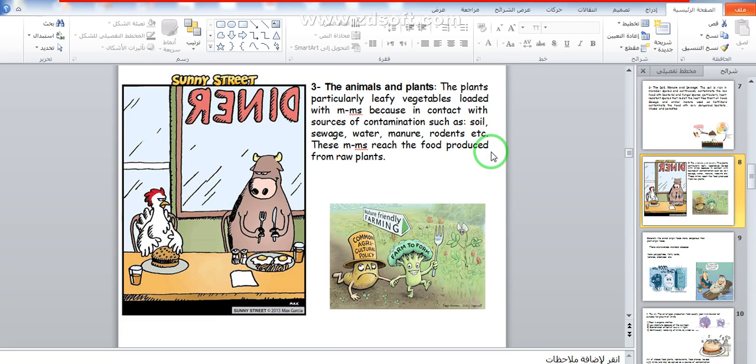The third natural source of contamination of the food is the animals and the plants. Plants, particularly leafy vegetables, are loaded with microorganisms, because with continuous contact of the source of contamination, like soil, sewage, water, manure, rodents, these microorganisms reach the food produced from raw plants.